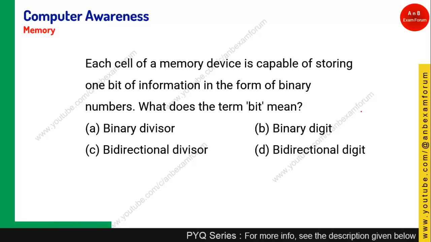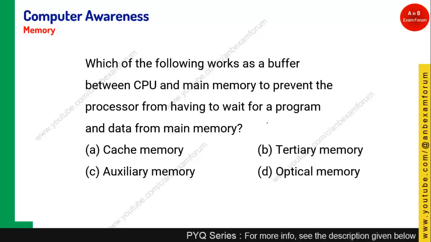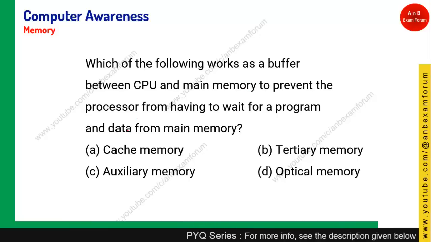Coming to the next question, each cell of the memory device is capable of storing 1 bit of information. What does this bit mean? As we know, bit means 0 and 1, but the full form of bit is binary digit. Binary means 2, so we have 2 digits, that's why it is called bit. BI from binary and T from the last letter of digit, so it is bit. So option B is the right answer. Coming to the next question, which of the following works as a buffer between CPU and main memory to prevent the processor from waiting for program data from main memory?